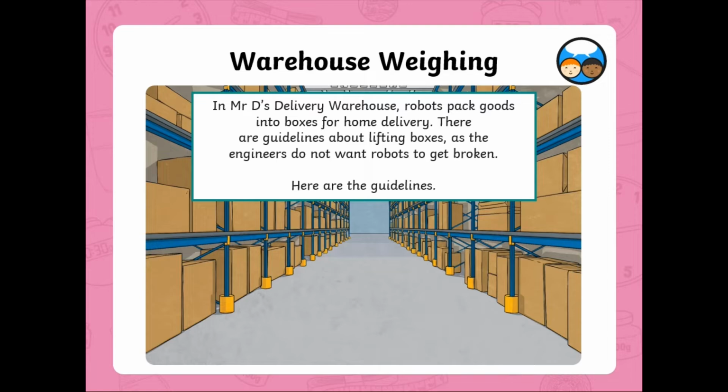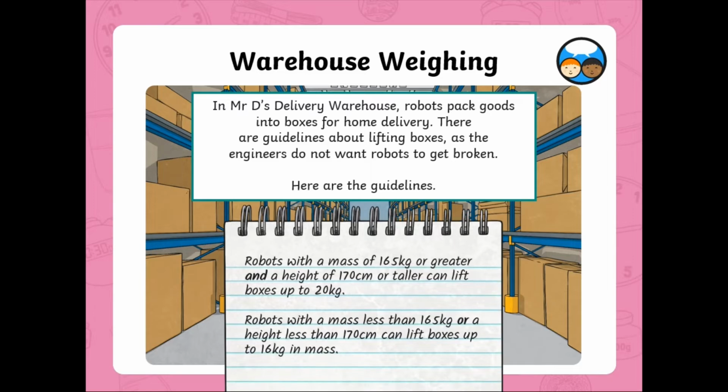It's going to use some logic. So in my delivery house, robots pack goods into boxes for home delivery. Now there are guidelines about lifting boxes because we don't want the engineers to have to do extra work and we don't want the robots to get broken. So here are the guidelines. Robots with a mass of 165 kilograms or greater and a height of 170 centimeters or taller can lift boxes up to 20 kilograms. Robots with a mass less than 165 kilograms or a height less than 170 centimeters can only lift boxes up to 16 kilograms in mass.